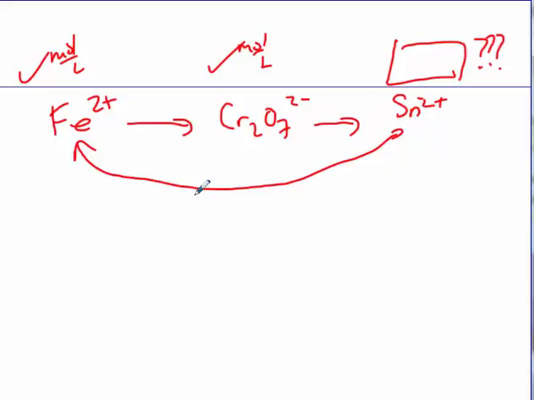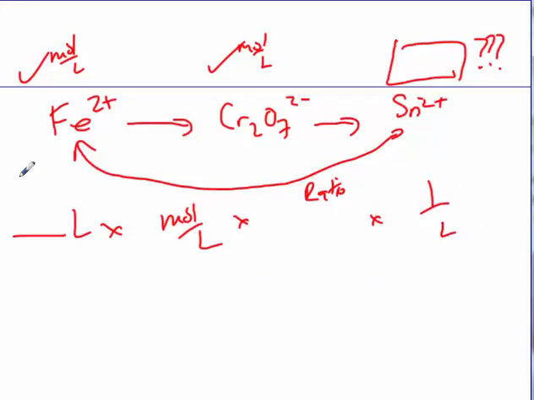Okay, so let's do the work. We're going to start with a liters. We're going to do a moles per liter. We're then going to do a ratio. And then we're going to do a 1 divided by liters. And we're going to start with iron 2+. And we're going to bridge it in the middle with the dichromate. So let's fill in what numbers we can.